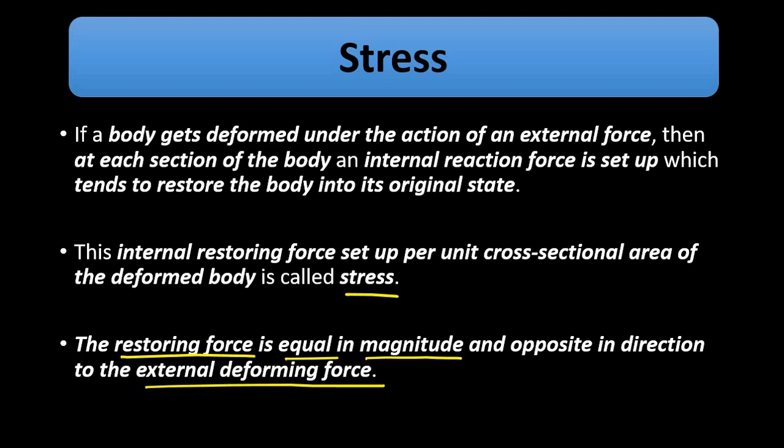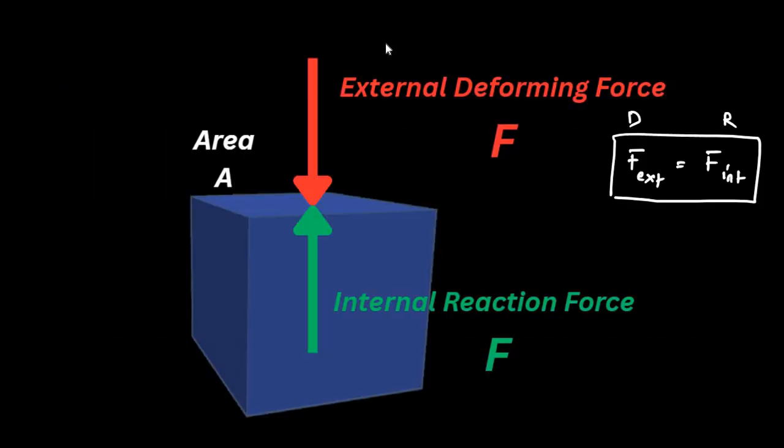So an external deforming force acts at a particular point, a particular face. In this case it is a cube. The particular face has a cross sectional area A. An internal reaction force is set up in response to this external deforming force. This reaction force tries to restore the object to its original shape and size, and by magnitude the external deforming force and the internal reaction force are equal.